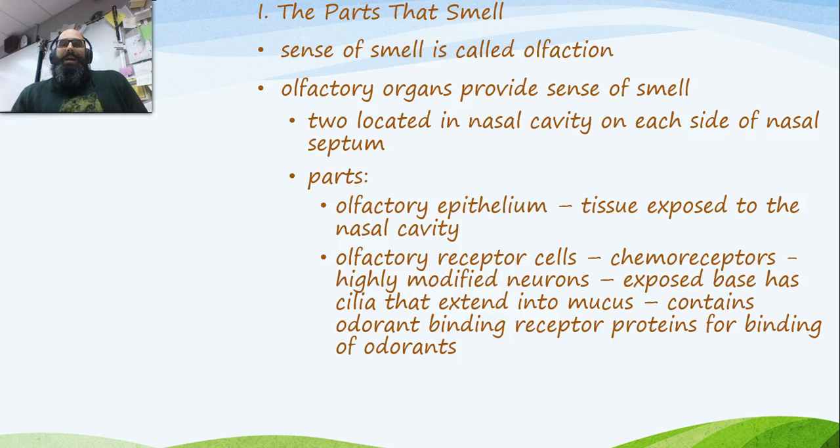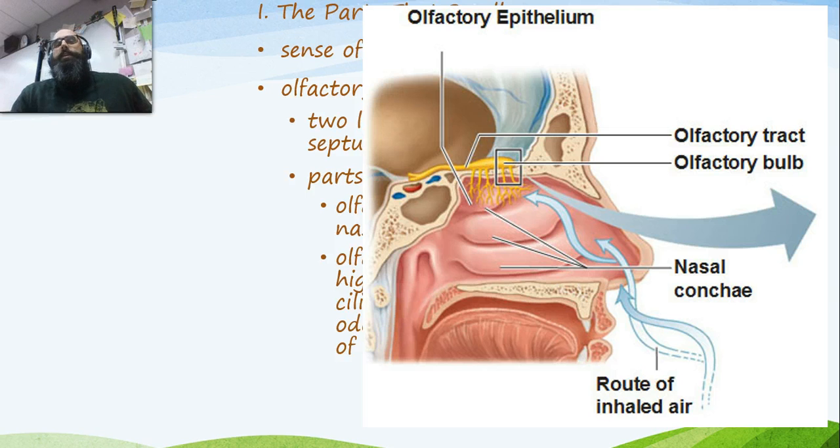The olfactory receptor cells are essentially highly modified neurons. They are neurons with an exposed base or dendrites that have cilia that extend into the mucus in the nasal cavity. What they contain on the surface of the cilia are receptor proteins for binding of odorants. So there are the cilia themselves, and then you also have the actual receptor proteins on those cilia.